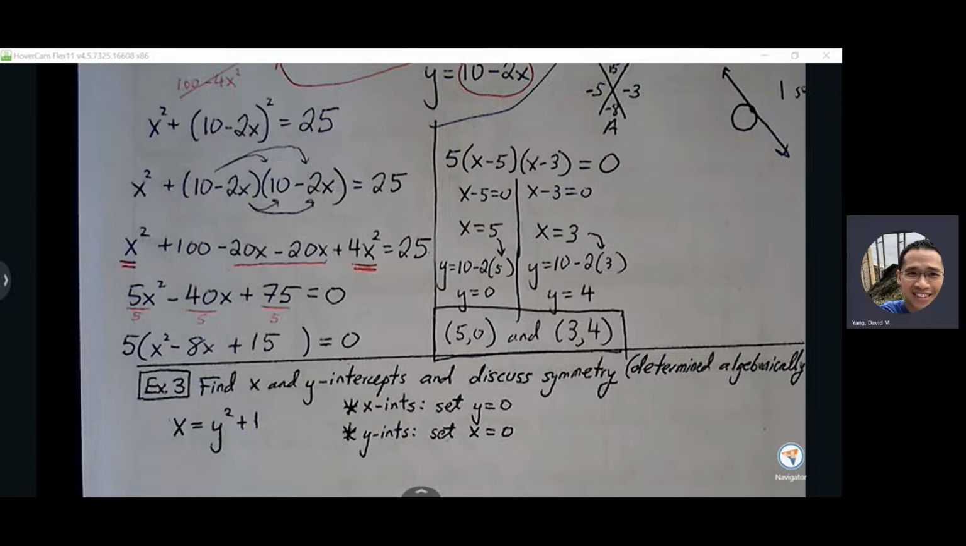Okay, so the hint is that we're not guaranteed to find x and y-intercepts for every graph. Some graphs may not have one versus the other, or sometimes the graph would have both. It just depends on what we find. And also, we're going to determine the symmetry algebraically.